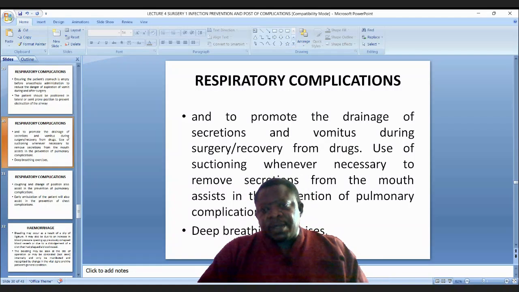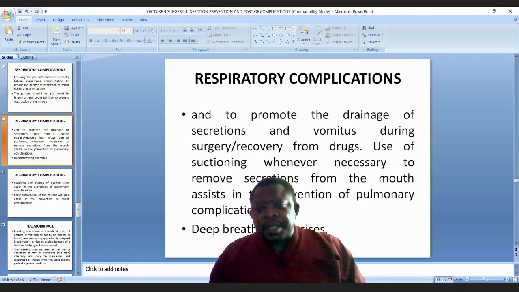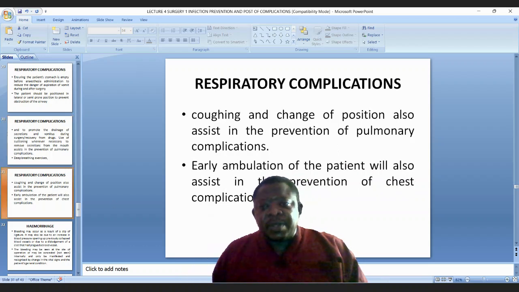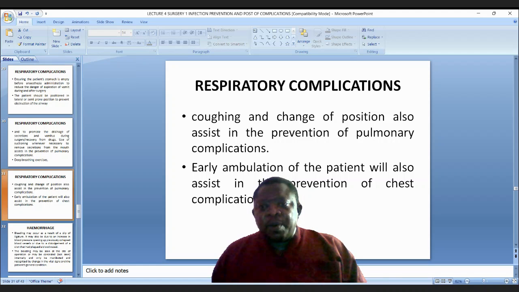There are other complications that we see postoperatively that we need to appreciate. Coughing is one of those, and we need to prevent coughing postoperatively. Early ambulation is important as it will assist in the prevention of chest infections. Coughing and change of position also assist in the prevention of pulmonary complications. And we have said that early ambulation improves lung expansion.